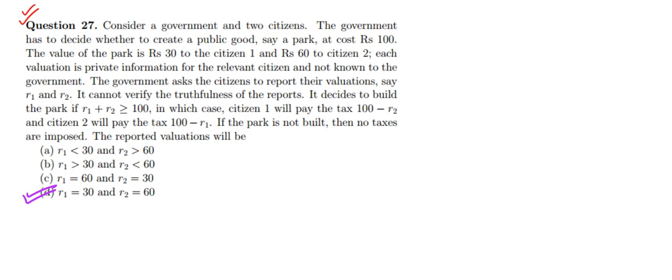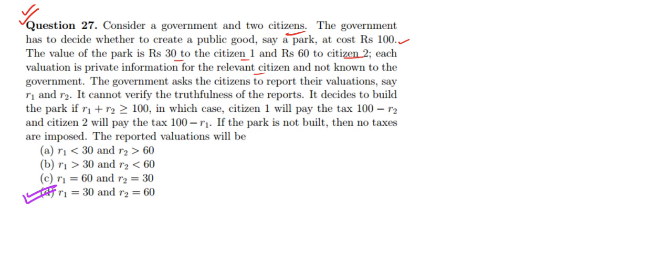Here we have a government and two citizens. Under that government two citizens live. The government has to decide whether to create a public good, say a park, at a cost of rupees 100. The value of the park is rupees 30 to citizen 1 and rupees 60 to citizen 2. Each valuation is private information for the relevant citizen and not known by the government.